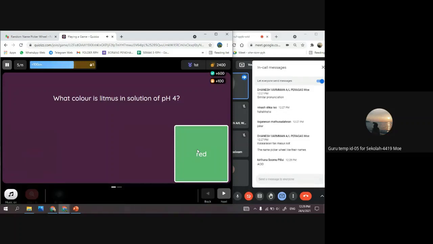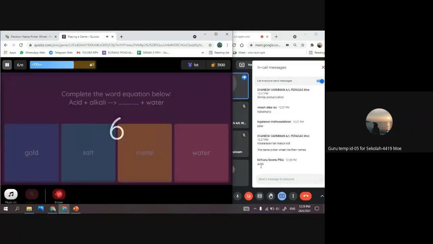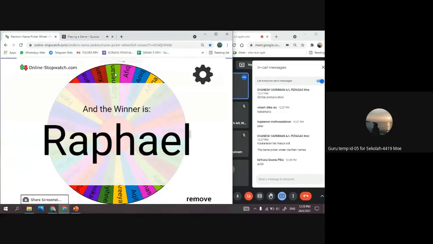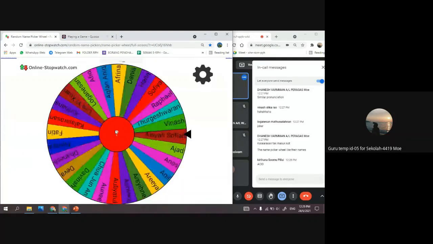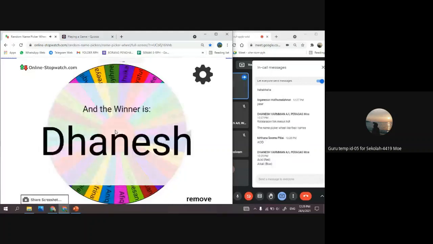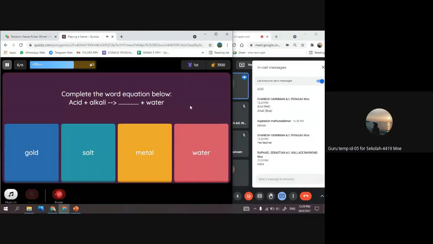Senang ni pasal litmus kan. Yes, acid. Red means acidic substance. Okay, Danesh. Yes, betul Danesh. Acid red, alkali blue. Okay, betul. Ni pun senang. Okay, so complete the word equation below. Acid plus alkali. Okay, start. Very easy one.